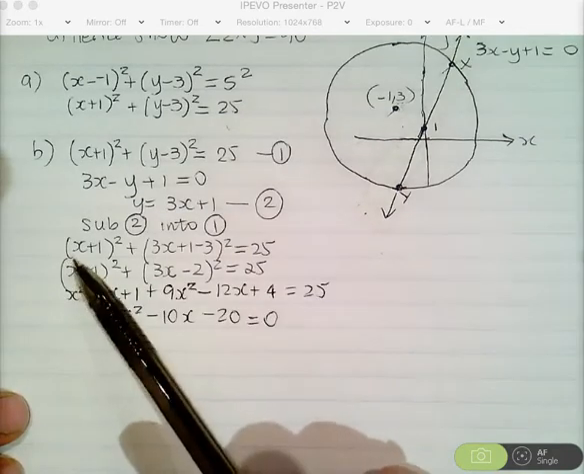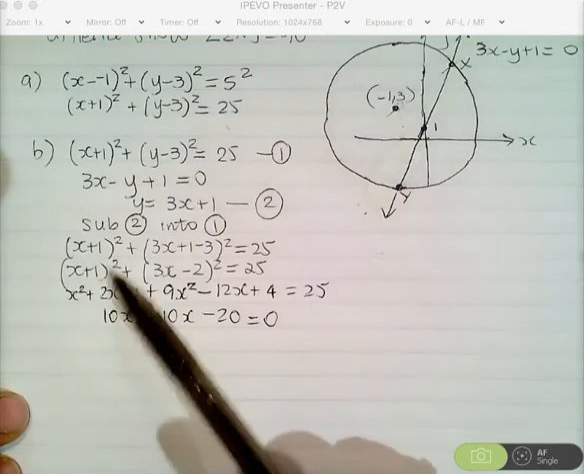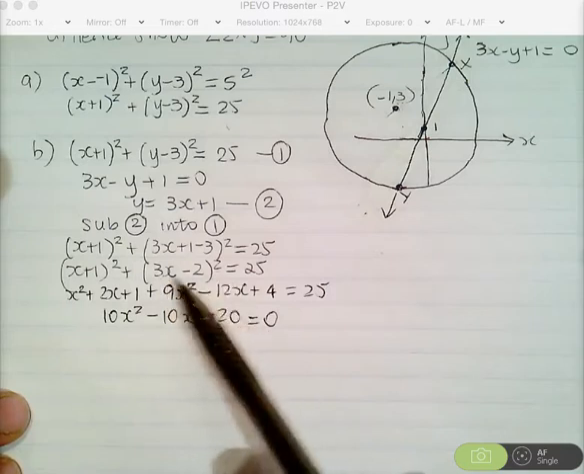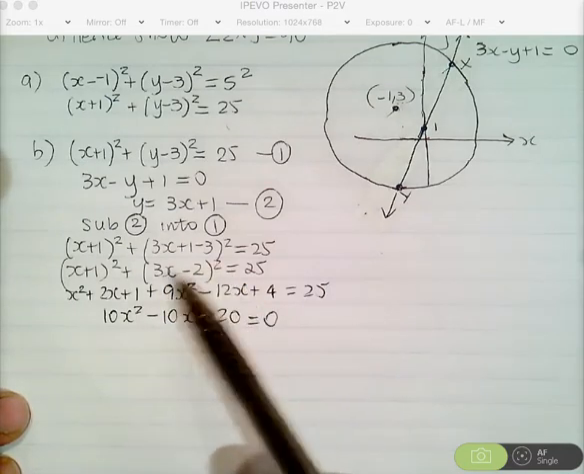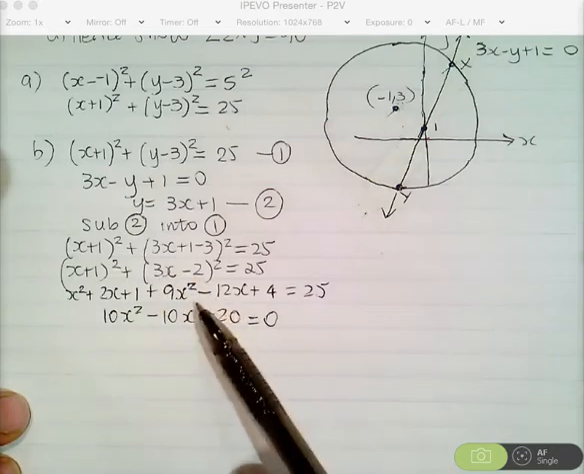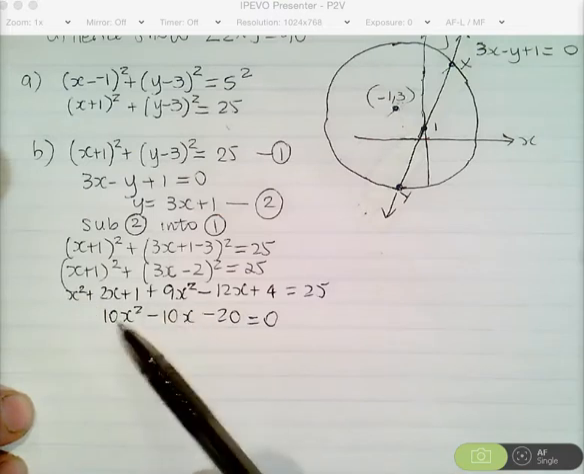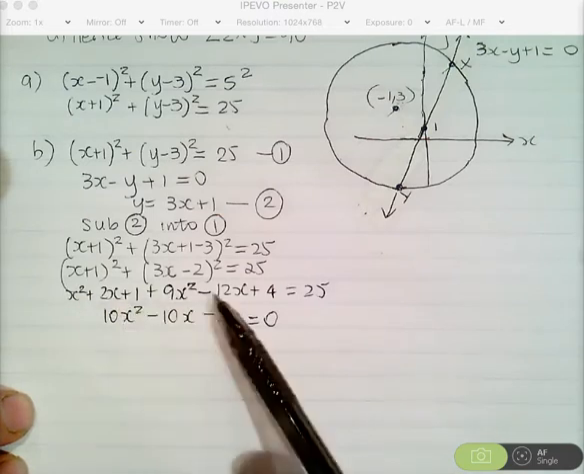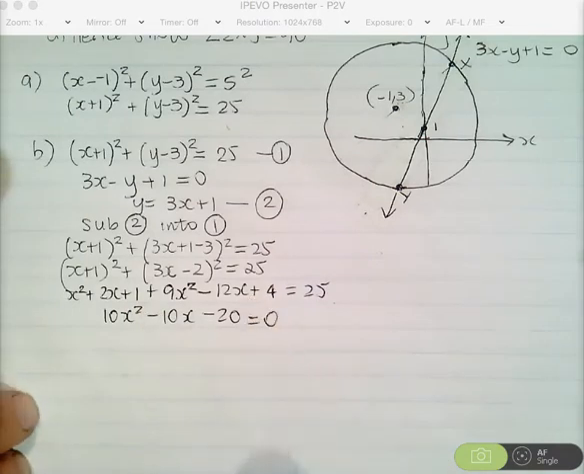So expanding this, it's a perfect square. We get x squared plus 2 times x times 1, which is plus 2x plus 1. Expanding this perfect square, we've got 3x all squared, which is 9x squared. Then we go minus 2 times 3x times 2, which is minus 12x plus 4 equals 25. Collecting like terms here on the left, we've got 10x squared minus 10x. We've got plus 5, but we take this over the other side and we've got minus 20.